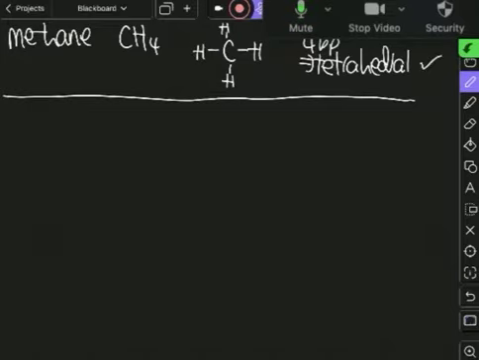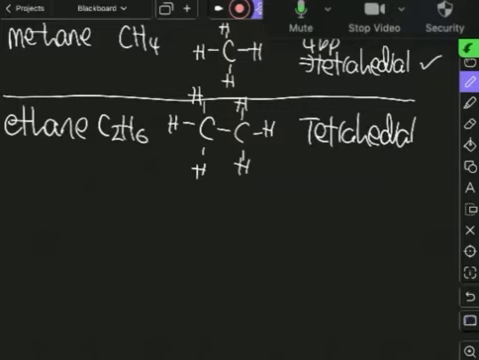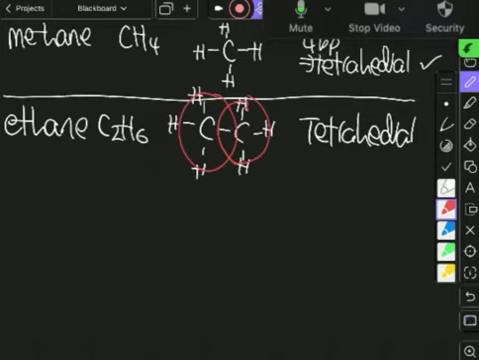So number 2 in the table should have been ethane. You make sure each carbon has 4 lines coming from it. So therefore the formula for ethane has to be C2H6. Again, it is going to be tetrahedral in geometry. If you look around each carbon, there are 4 bond pairs, so that has to make it tetrahedral. This is one tetrahedral. This is the second. When you look at ethane, this is what it looks like.